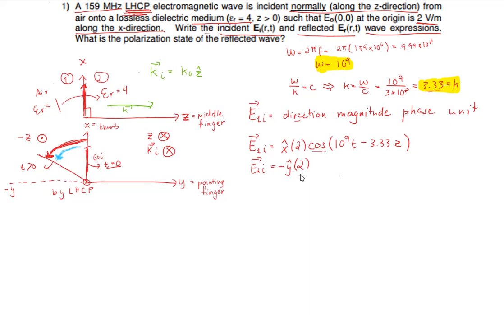Now remember this is cosine, so this one has to be sine because they're out of phase by 90 degrees. And we just write down our omega again, minus 3.33 z. Oh, don't forget our unit. Now we're ready to write down our E sub I, or E incident wave expression. Okay, so that's E of I. We just combine these two.